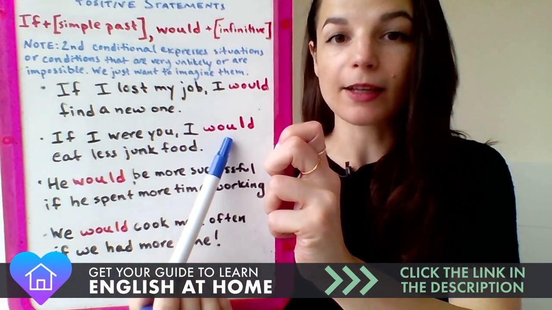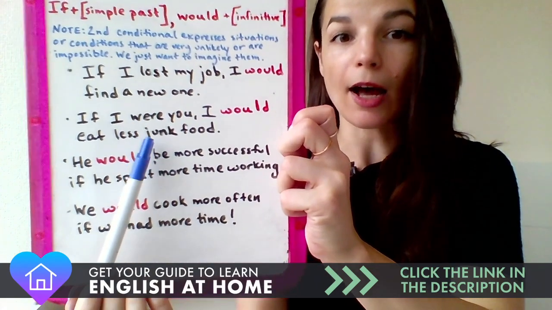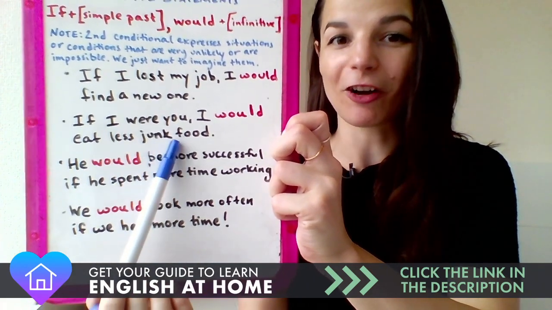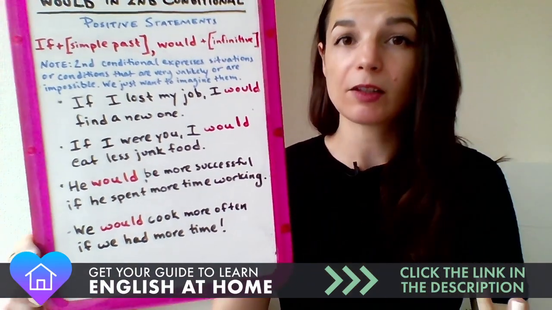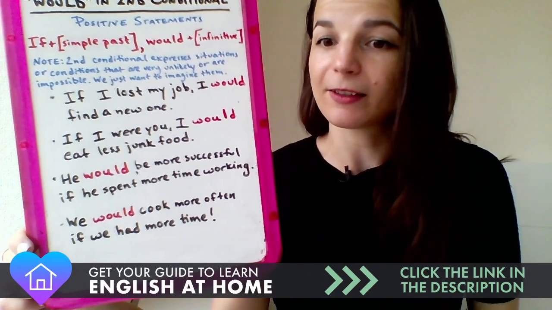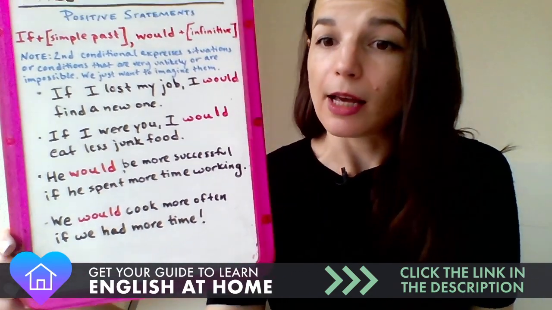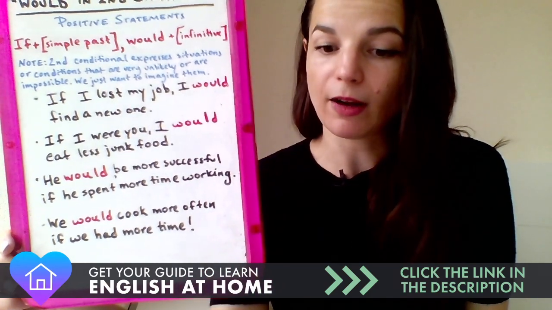And then we follow this with the same would and infinitive pattern, yeah? I would eat less junk food. If I were you, I would eat less junk food. At native speed, this sounds like, if I were you, I would eat less junk food. That's what it sounds like. Okay, so this is giving some advice. If I were you advice.